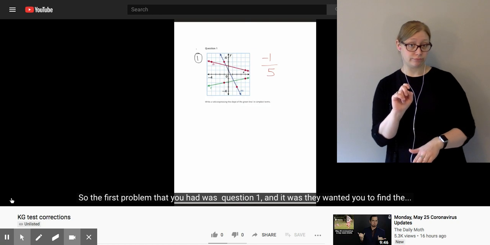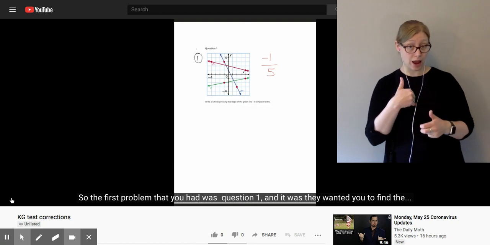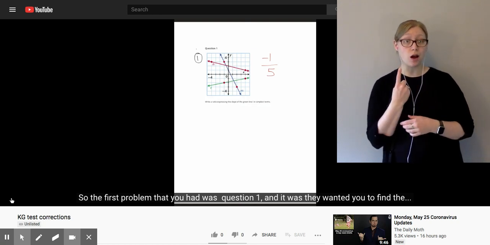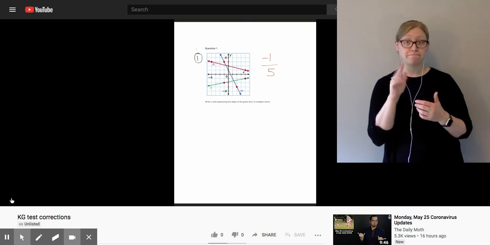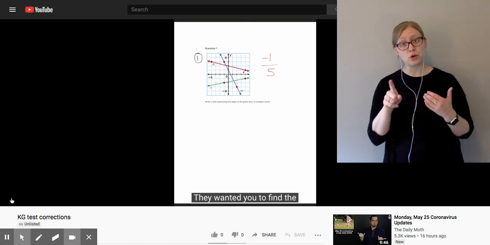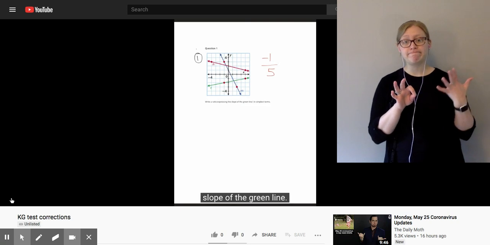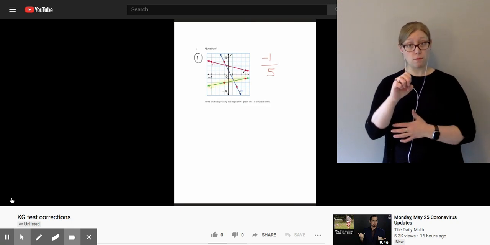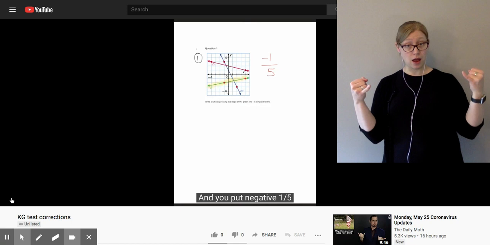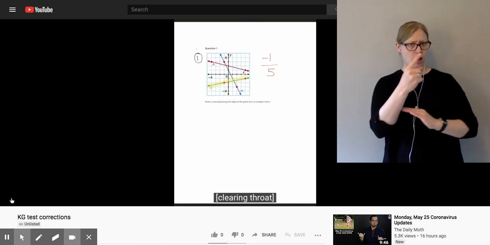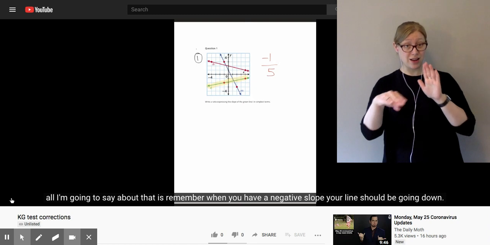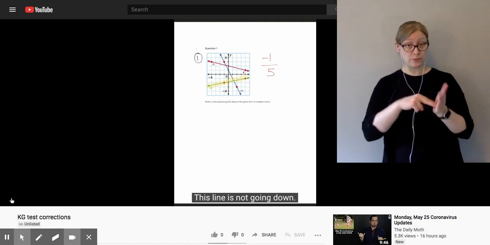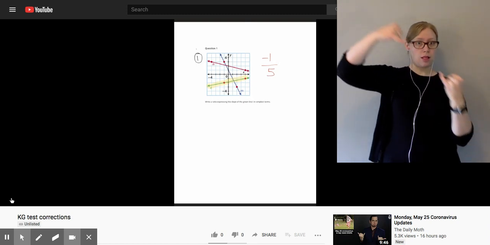So the first problem you had was question 1, and they wanted you to find the slope of the green line, and you put -1/5. All I'm going to say about that is, remember, when you have a negative slope, your line should be going down. This line is not going down, so that was the problem.